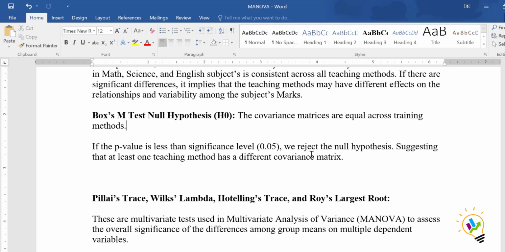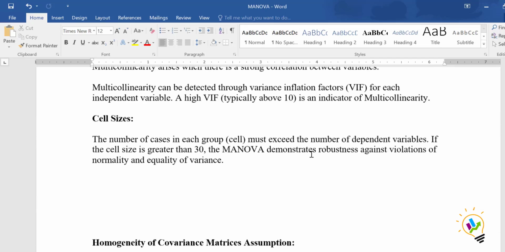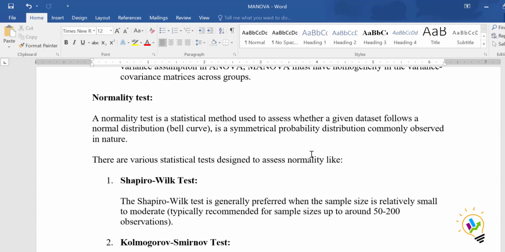What is the assumption? That equality of covariance, that is homogeneity, is there in the data. The significance value must be greater than 0.05. We got 0.242, which is more than 0.05. So homogeneity of variance is there in the data. This is a really good thing. So we are able to fulfill all the five assumptions.